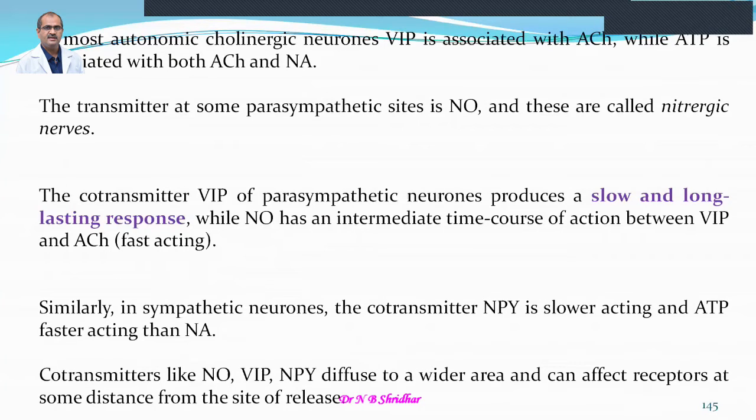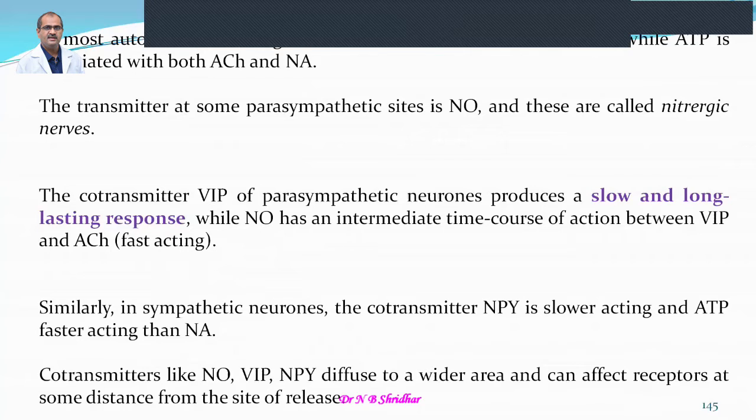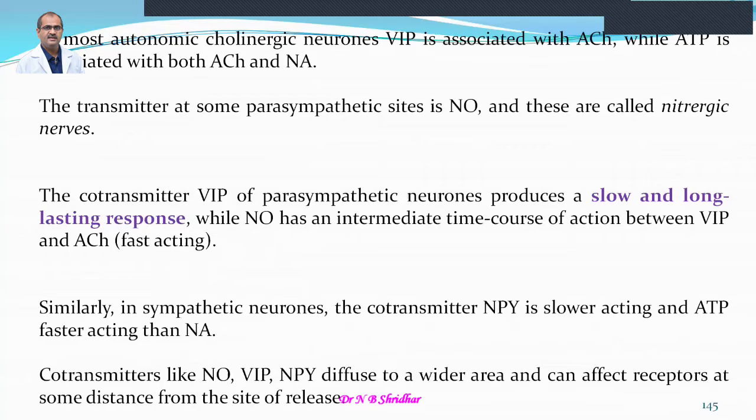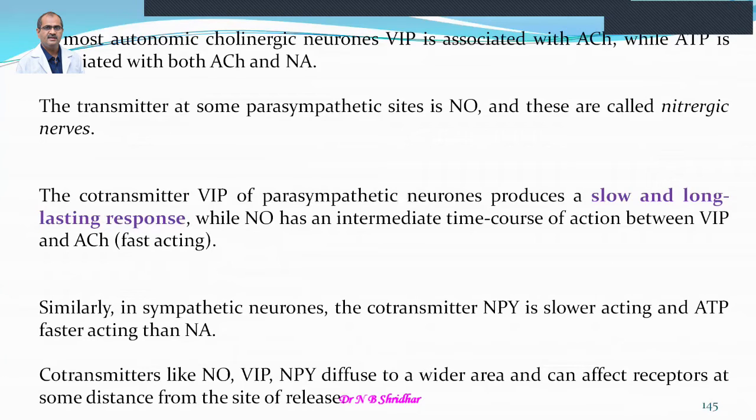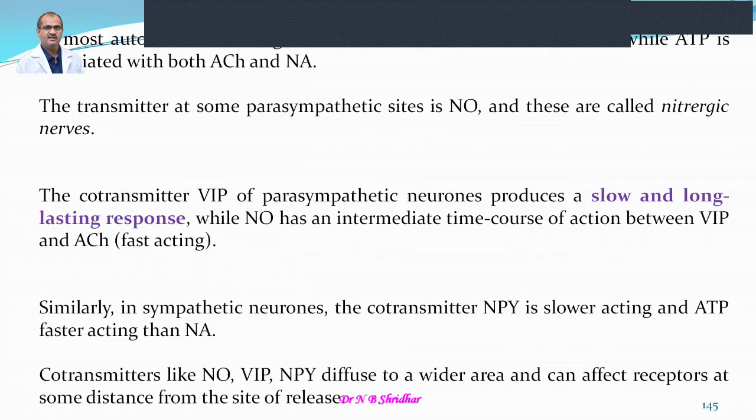The co-transmitter vasoactive intestinal polypeptide or VIP of parasympathetic neurons produces a slow and long-lasting response, while nitric oxide has an intermediate time course of action between VIP and ACh. So the role of the co-transmitter is to create a slow or long-lasting response wherever it is required. Similarly, in sympathetic neurons, the co-transmitter neuropeptide Y is slower acting and ATP is faster acting than the neurotransmitter, and many times the co-transmitter itself will be more potent or more inhibitory in nature depending upon the type of the nerves. Co-transmitters like nitric oxide, VIP or NPY diffuse to a wider area and can affect receptors at some distance from the site of release.